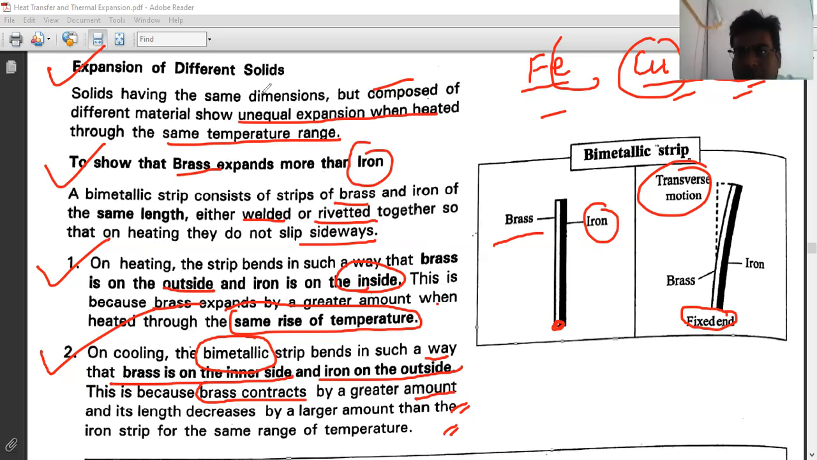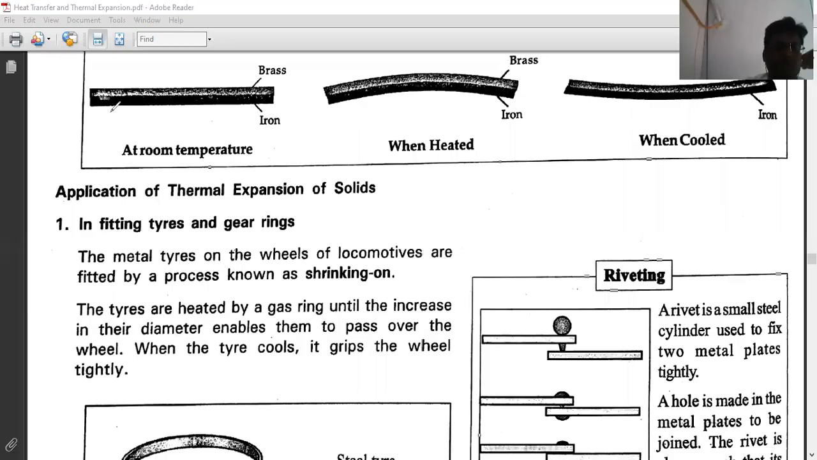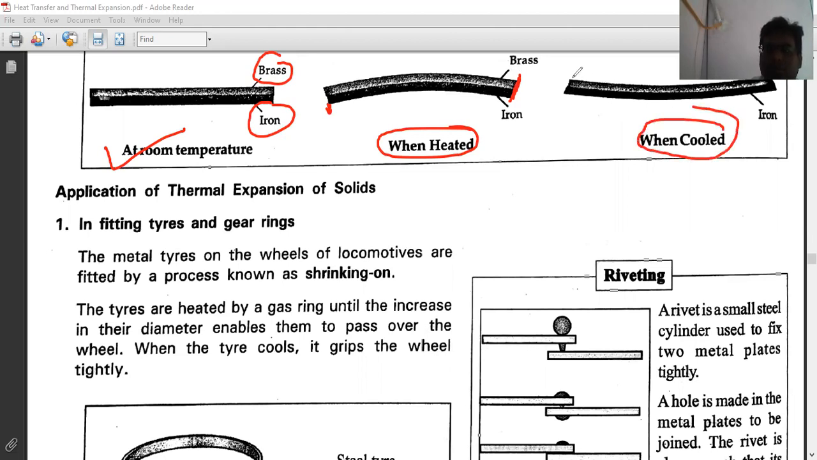So read once. So you can see at room temperature, brass and iron have the same length, and when it is bent, you can see that the brass length is slightly increased when heated, and in a similar manner, it contracts more when it is cooled. So you can see the difference between the lengths. So this is the gap contracted by brass when it is cooled, and this is the part it is expanded as compared to the length of the iron.